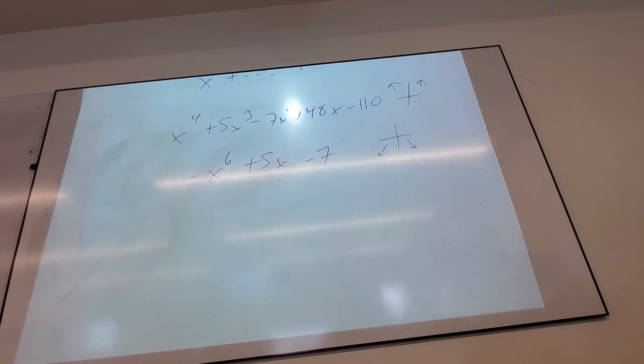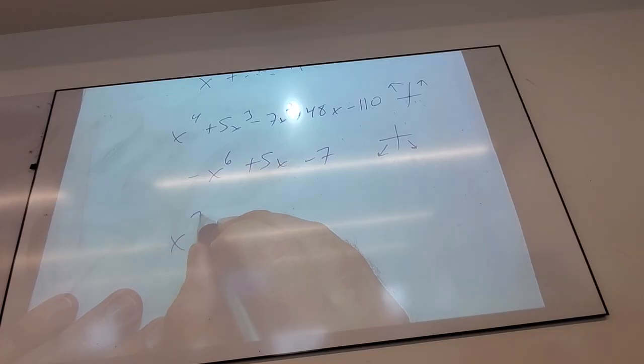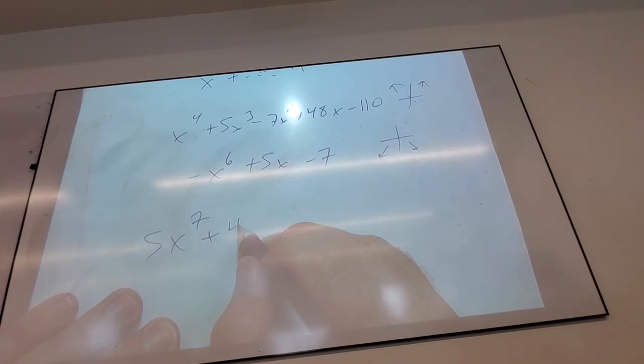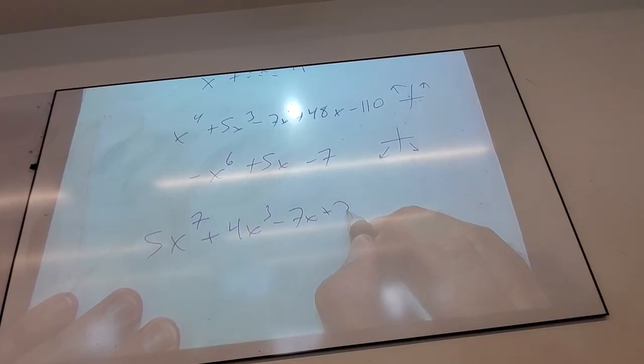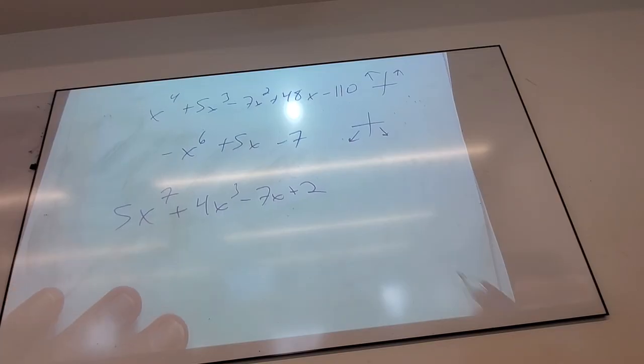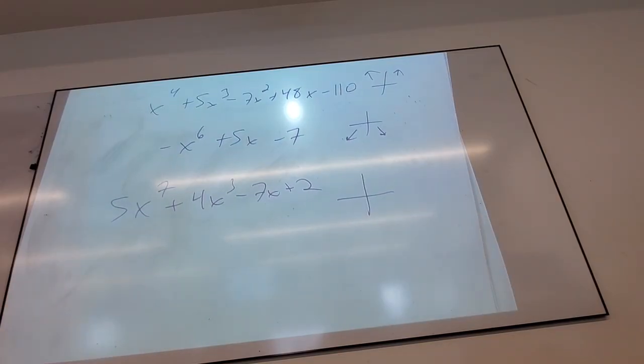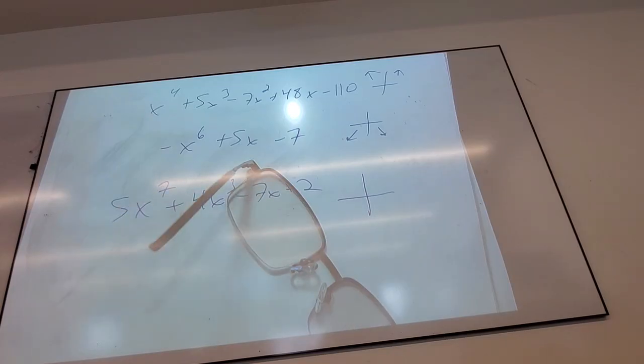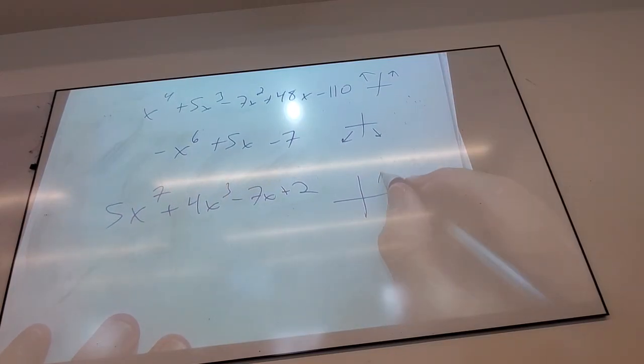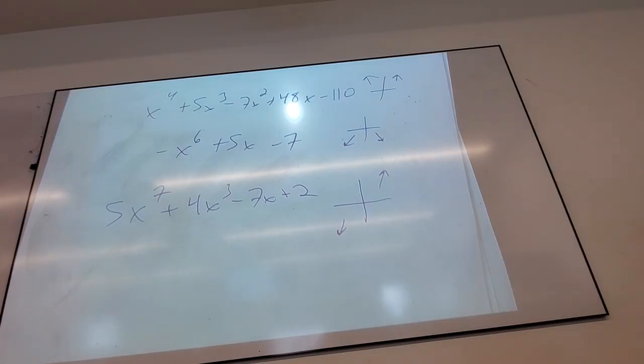Okay. So obviously if I have an odd degree, what's that going to look like at the ends? Yeah, there you go. Alright. So you've got up, down. Yes? It looks like what I call cubish.